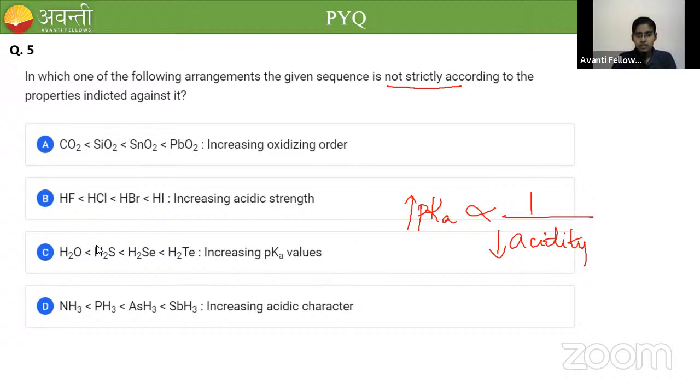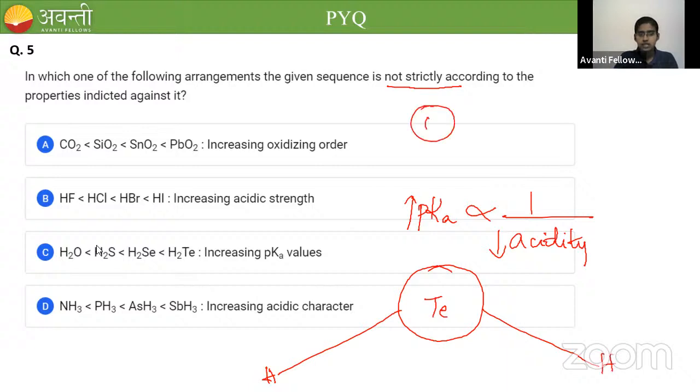Because in the previous question I told you the bond length between a big-sized tellurium and hydrogen will be more compared to the small-sized oxygen and hydrogen. So we can break this tellurium-hydrogen bond easily, and the hydrogen goes out as H+ easily in case of tellurium hydride. So tellurium hydride is more acidic compared to H2O.